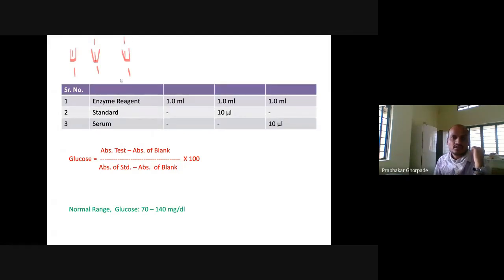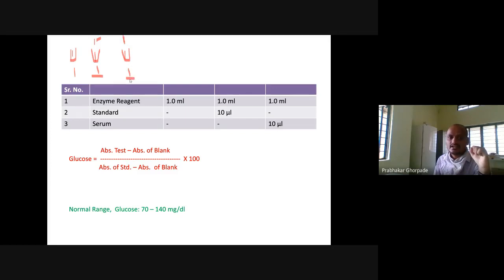microliter of the serum. So basically, in the blank we don't observe the red quinoneimine complex because there is no glucose involved. Standard means known concentration of the glucose. We are treating it with the enzyme reagent, glucose oxidase and peroxidase. Now we expect formation of the red quinoneimine complex, and red intensity should be there. Here the enzyme reagent glucose oxidase and peroxidase is there, and we are treating it with the serum. We expect glucose to be there.